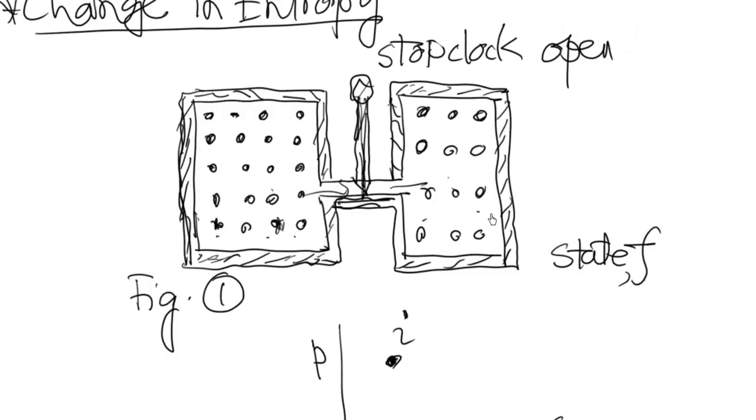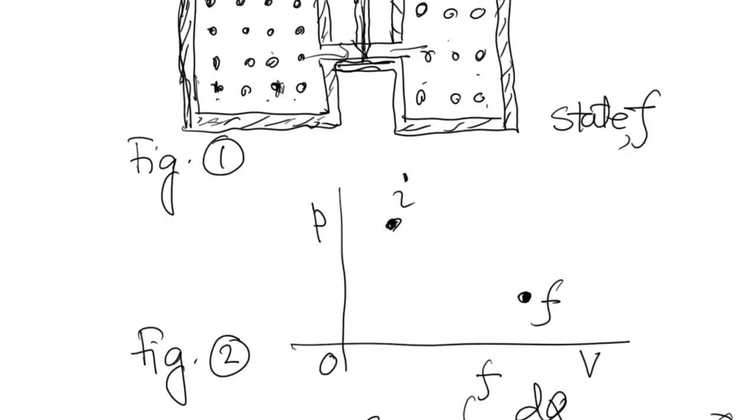We then remove lead shot slowly, piece by piece, until the pressure and volume of the gas are those of the final state F. This is the final state. The temperature of the gas does not change, because the gas remains in thermal contact with the reservoir throughout the process.